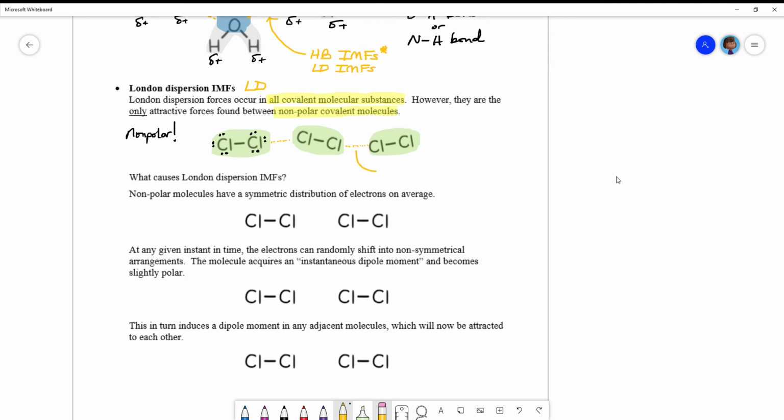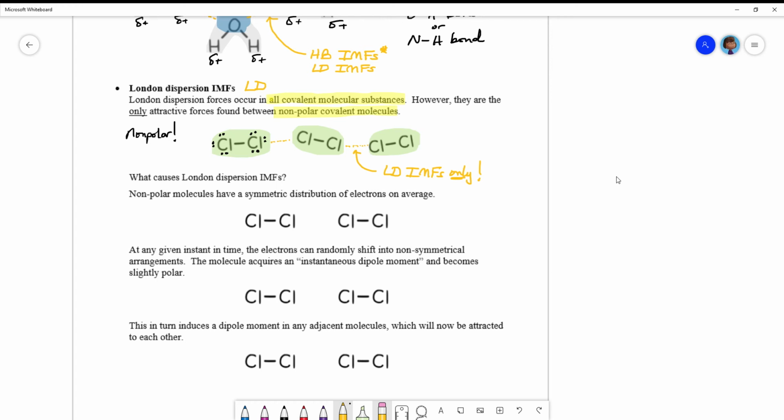And well, these represent, again, the intermolecular forces, which in the case of our nonpolar substances has to be London dispersion. So we have London dispersion IMFs holding our nonpolar molecules together. And I should note that these are the only intermolecular forces that we find holding together the molecules of nonpolar substances.